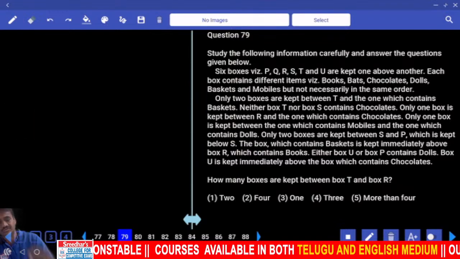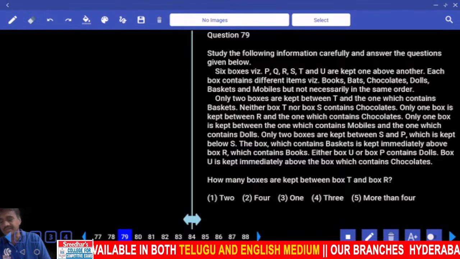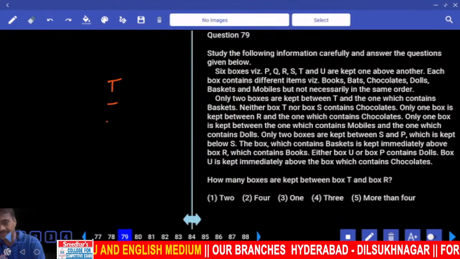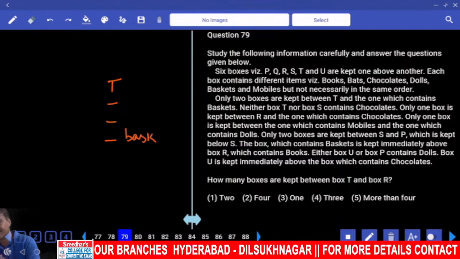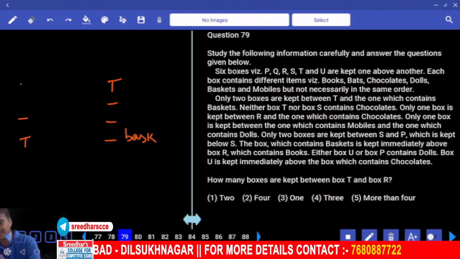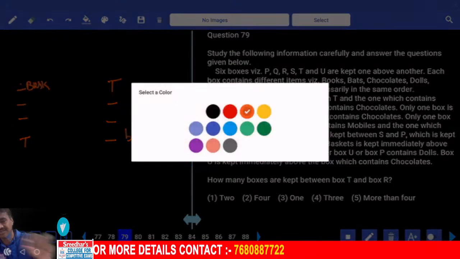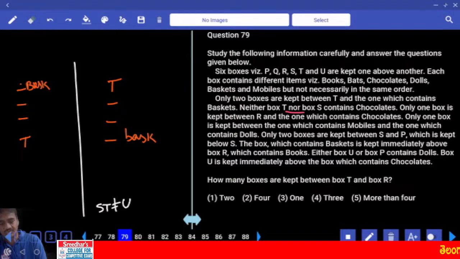Only 2 boxes are between T and basket. Between T and basket, how many boxes are there? 2. That means if T is here, then 1, 2, and basket is here, that is the first possibility. What is the next possibility? Basket is here, then T is here, and 1, 2, basket must be here. So either T can be above the basket or below it. There are 2 possibilities. And neither T nor S contains chocolates, so chocolate is ruled out for S and T.